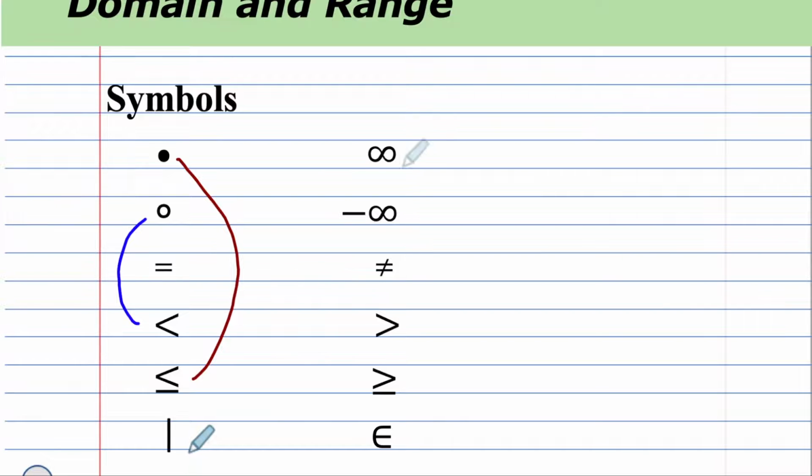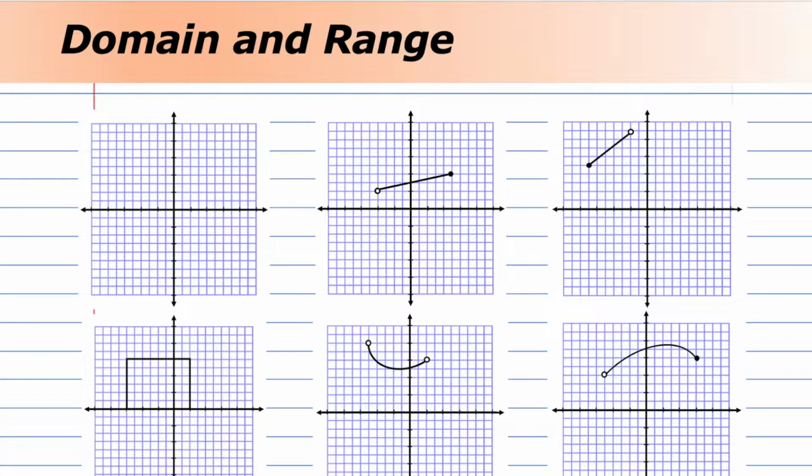Is such that. Positive infinity means the numbers go on forever to the right or up. Negative infinity means the numbers go on forever to the left or down. Not equal to, greater than, and greater than is connected to an open circle. Greater than or equal to is connected to the dot or the closed circle. And element. We'll go through 6 examples of domain and range written in both set notation and interval notation.